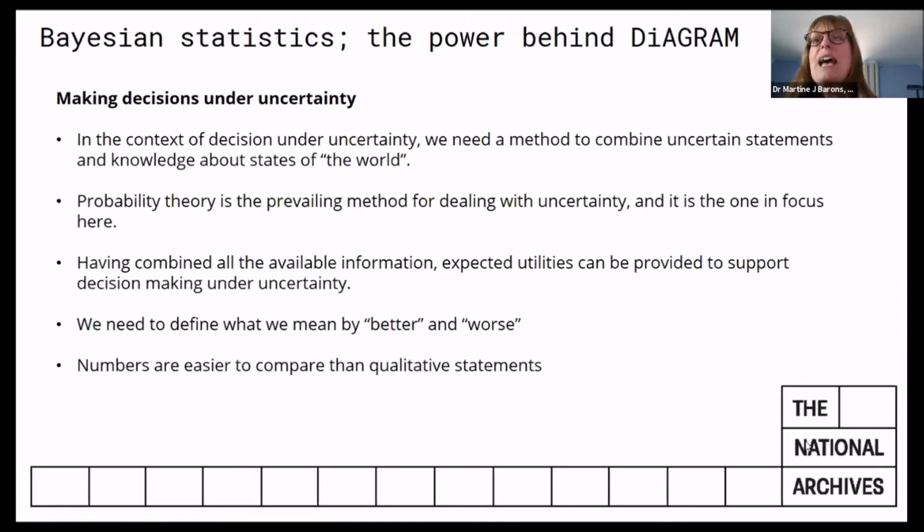So the decision maker has to decide what they mean by better and what they mean by worse. And because numbers are easier to compare than qualitative statements, we use numbers to express that. So for example, if we had some socks and they were very soft, we could say these socks have softness 2 and these socks have softness 3. And that's easy to say, well, I think this is a bit softer because it's kind of fluffier. So that's a little bit easier to describe. So next slide, please.